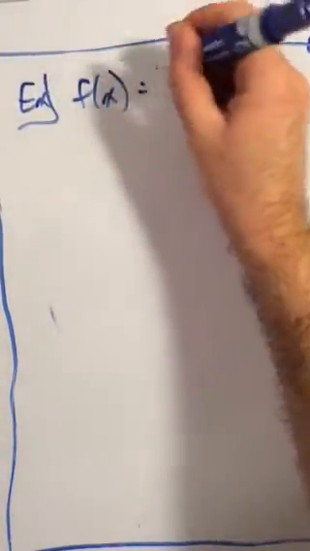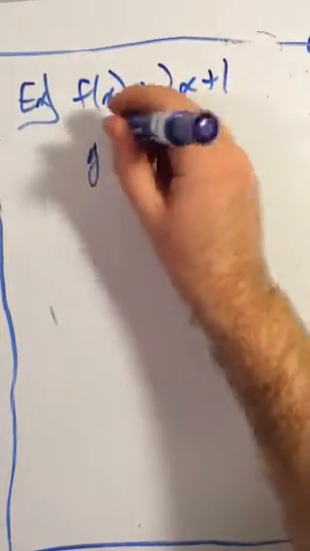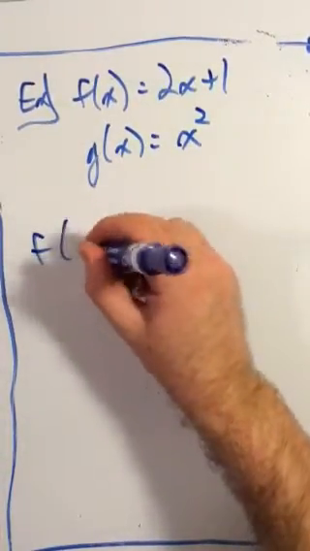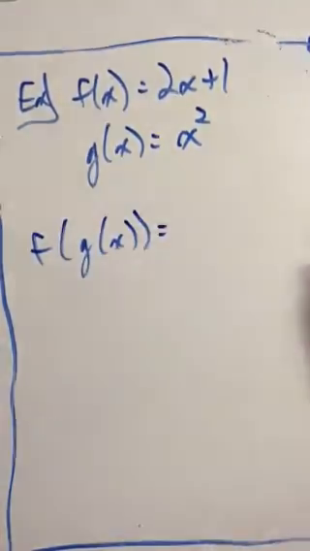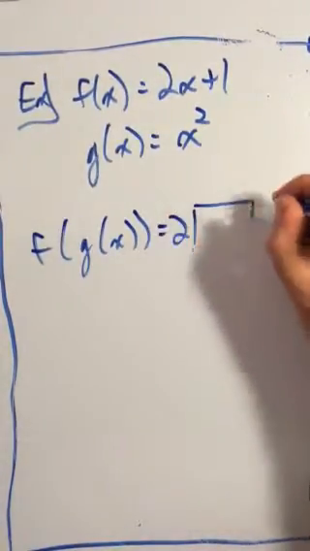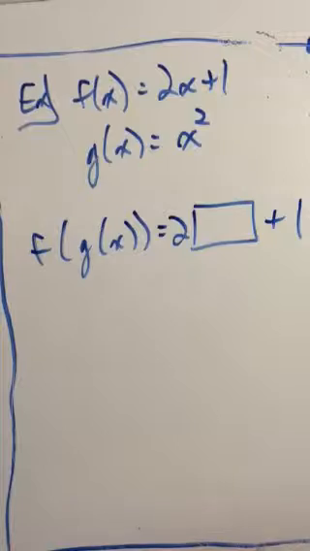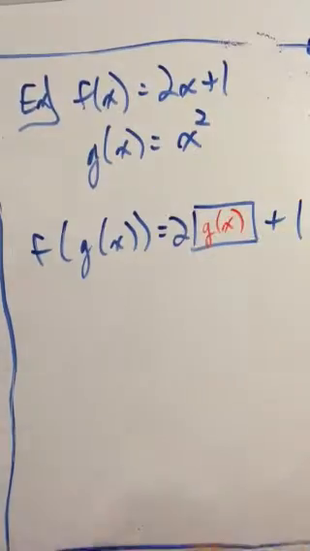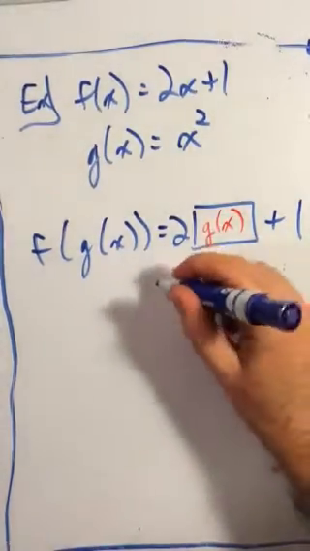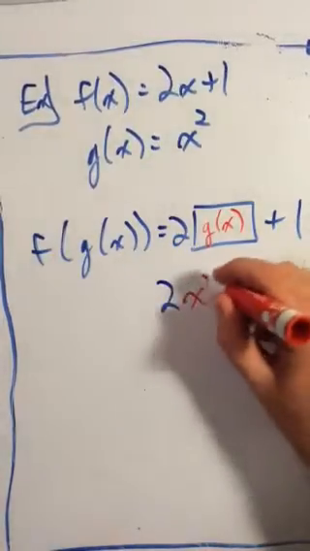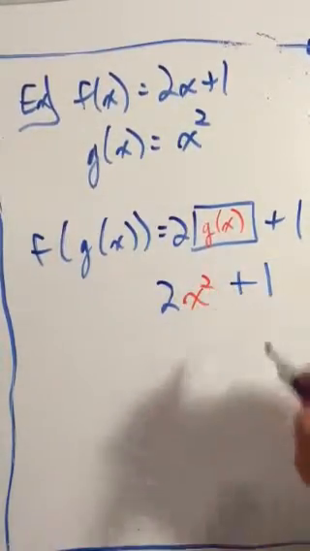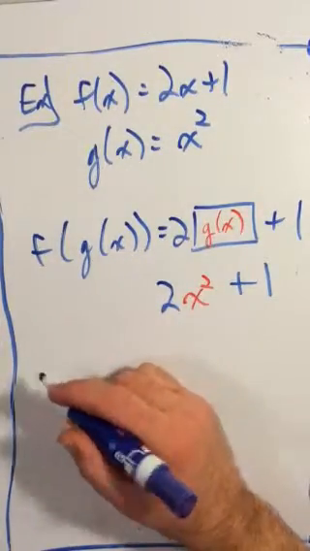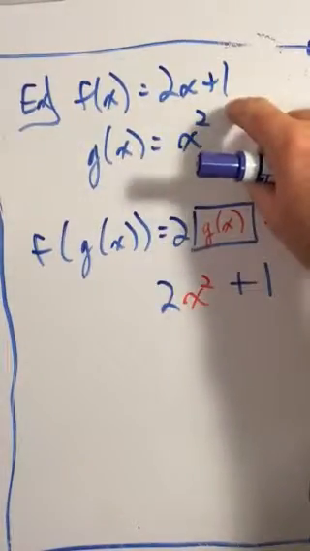So for example, suppose f of x is 2x plus 1 and g of x is x squared. So if I want to evaluate f of g of x, well, I know the formula for f looks like 2 times something plus 1, and so what goes in there? We're plugging in g, which is x squared, so I want 2 times g of x plus 1, which is 2 times x squared plus 1. So there's f of g of x. And again, what does that say? It says first square it, then double it, then add 1.